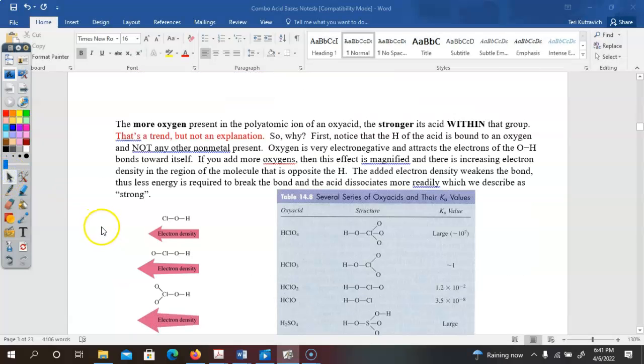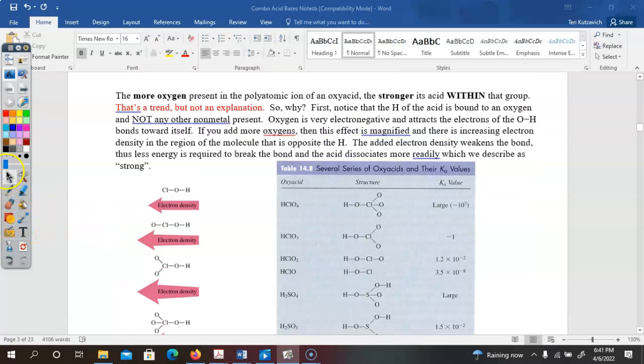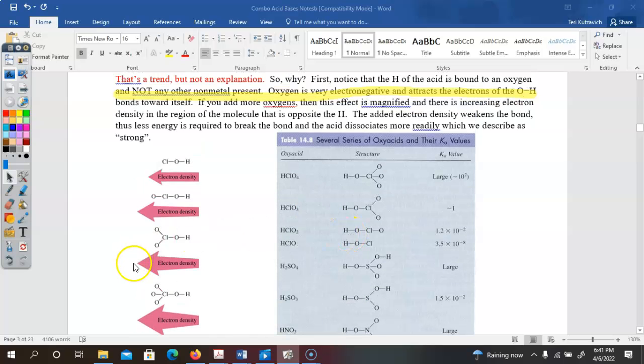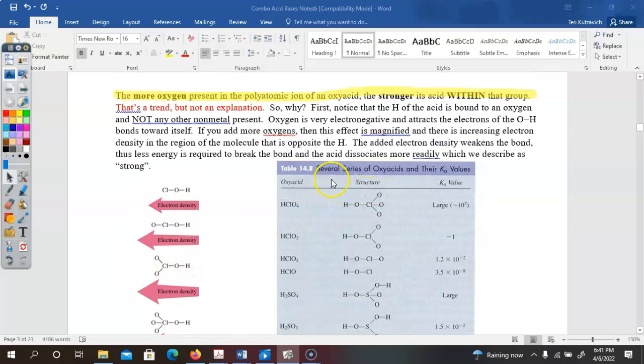Something you also have to know: the more oxygen present in a polyatomic ion of an oxyacid, the stronger its acid within that group. Okay? An oxyacid is an acid with oxygen. So the more oxygens, the stronger its acid. But it has to be in the same group, so you can't compare acids that are not in the same group.